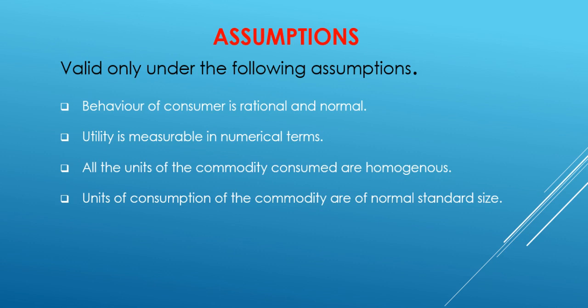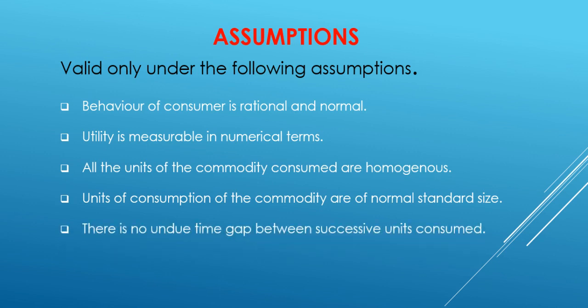As well as, if you want to know how much utility a person derives from a watermelon, which is a big size. That's why the size of the commodity should be normal, like bananas, like apples. Such types of commodity we can use to explain and understand this theory, not abnormal size commodities.